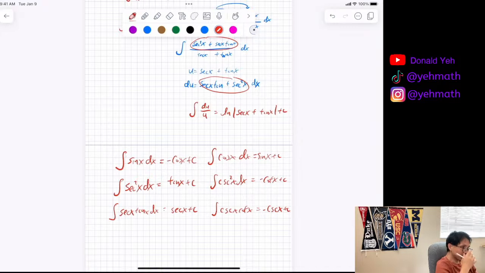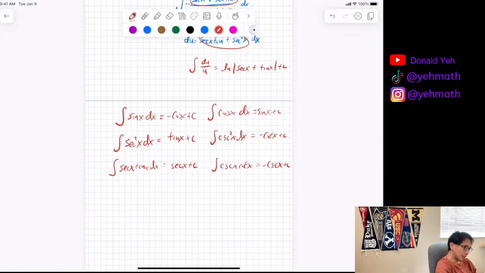Yeah, so those are all intuitive, but today we just learned integration of tangent of x dx is equal to negative natural log of cosine of x plus c. What will be integration of cotangent of x?